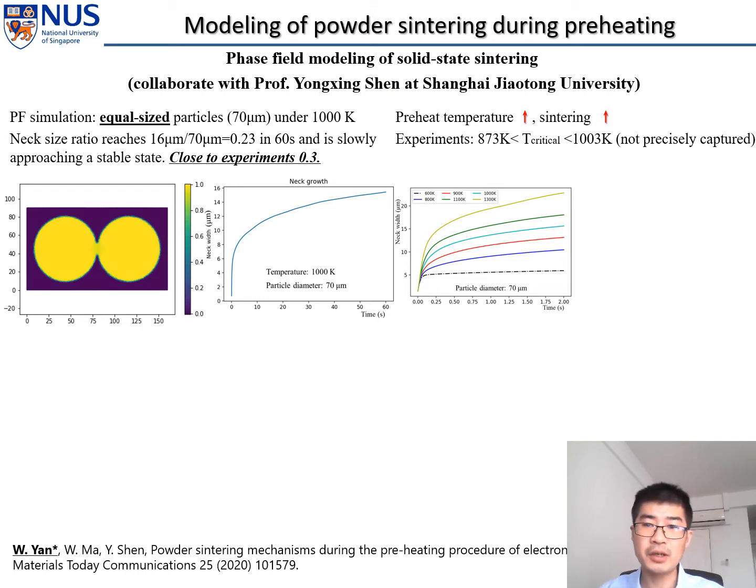But in our simulation, we haven't precisely captured this. You can see in the simulation, the critical temperature seems to be between 600 K and 900 K. This inaccuracy is mainly due to the uncertainties of the diffusion coefficients of the material at high temperatures.